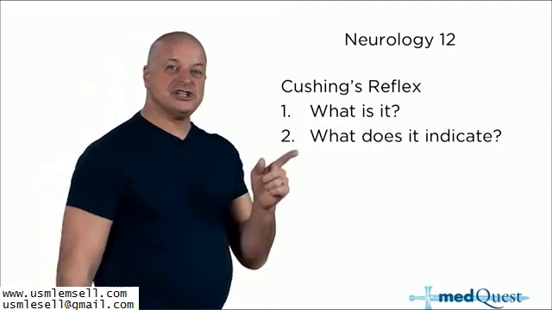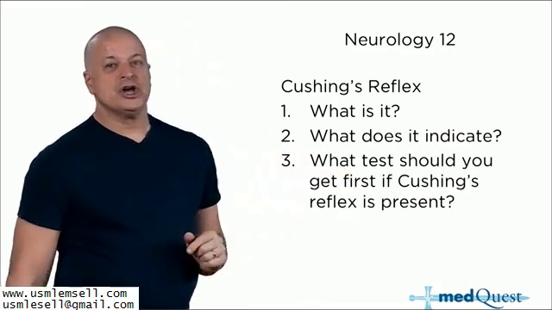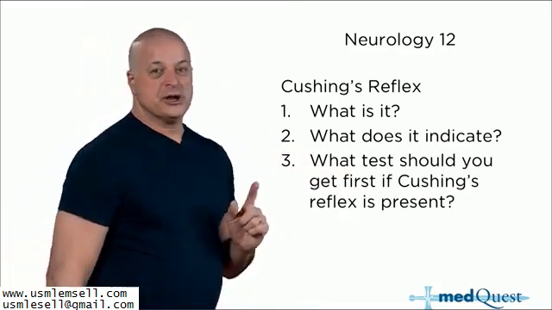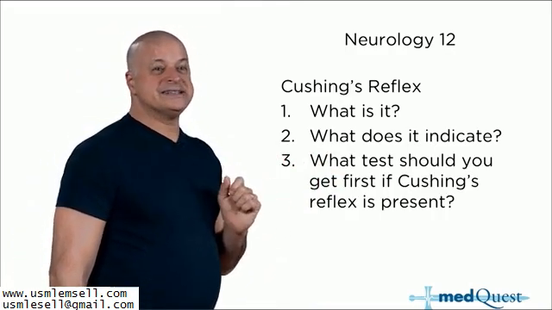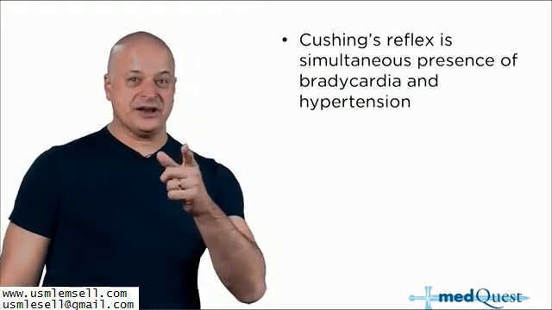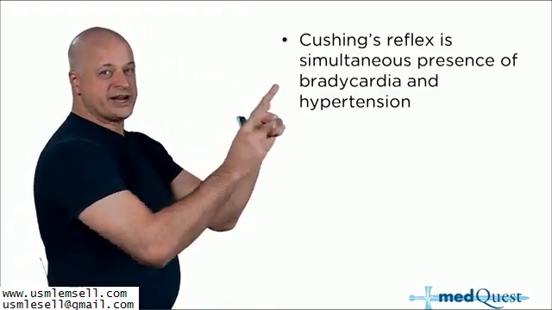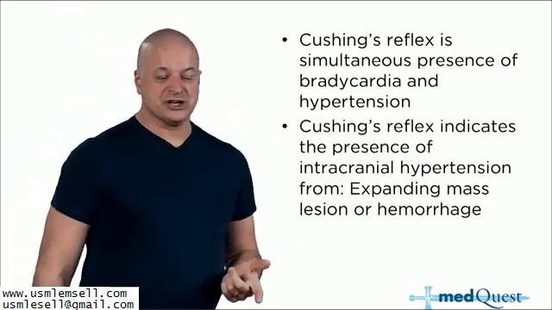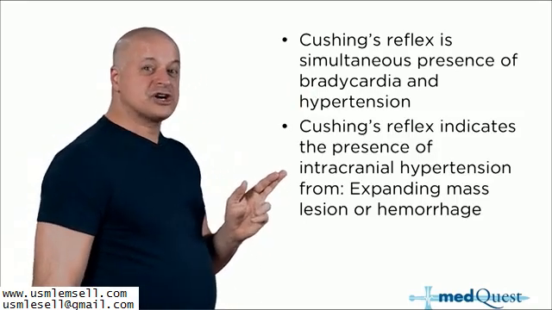It indicates that you've got usually head trauma, serious head trauma. Cushing's reflex is bradycardia and hypertension. Bradycardia and hypertension, and the first thing you should do is get a CAT scan of your head because it's a sign of increased intracranial hypertension. Bradycardia and hypertension. Now, Cushing's reflex is an indication that you're about to herniate.